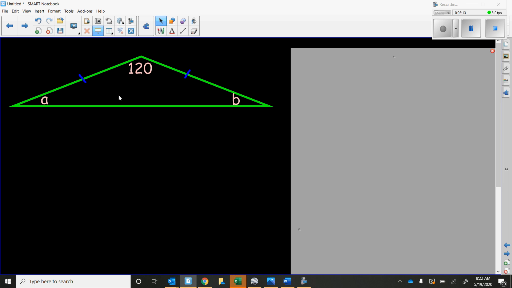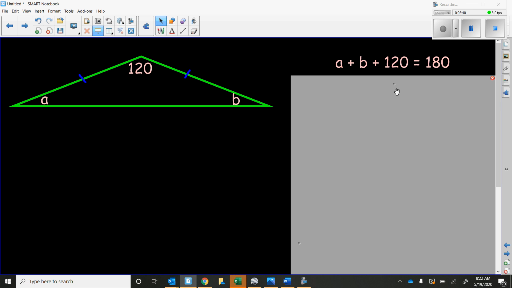There's a really important detail here: because these two sides are equivalent, or in geometry terms, we would say they're congruent, they're the same length, we know that these two angles, angle A and angle B, must also be congruent. And that's an important detail for this question. We know that the measurement of angle A and the measurement of angle B will be the same measurement.